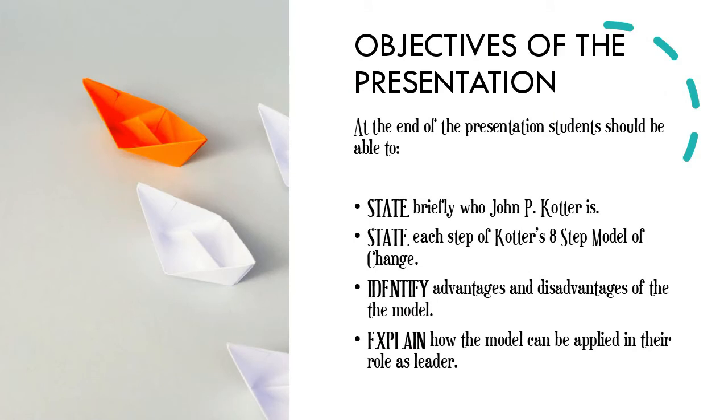Here are the objectives of our presentation. At the end of the presentation, students should be able to state briefly who John P. Kotter is, state each step of Kotter's 8-step model of change, identify advantages and disadvantages of the model, explain how the model can be applied in their own role as leader.